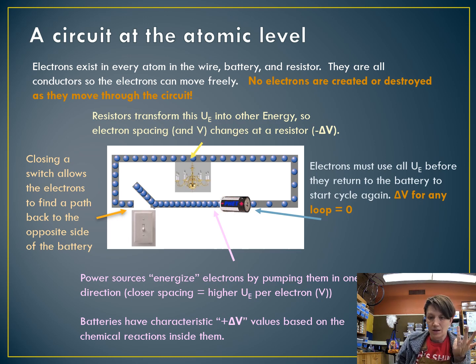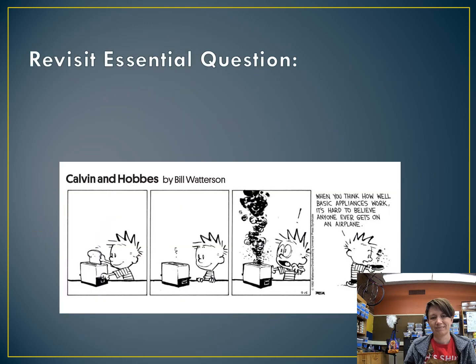This is a manifestation of conservation of energy, but another way to phrase it is that the overall delta V for any loop in any circuit is going to be 0. So as much energy as we gain in the battery, we must lose all of that energy in the resistors before we return to the battery. So this is kind of what is happening in circuits at an atomic level.